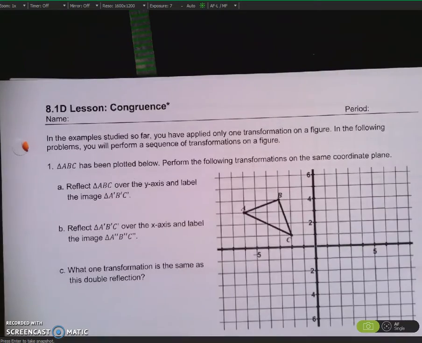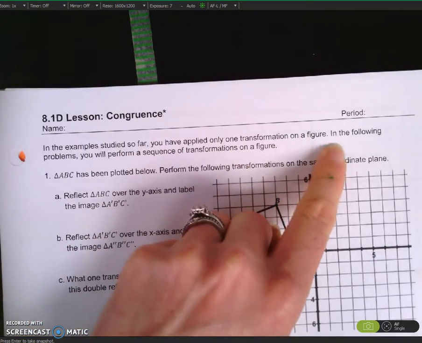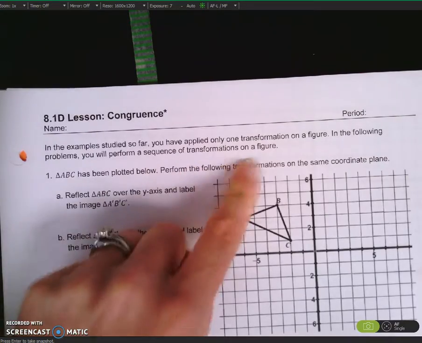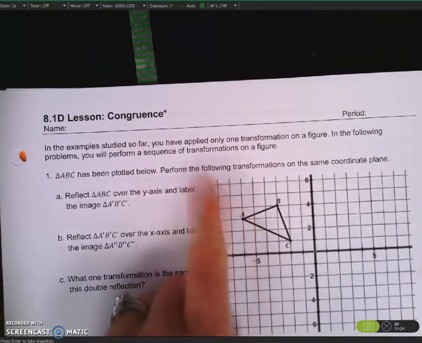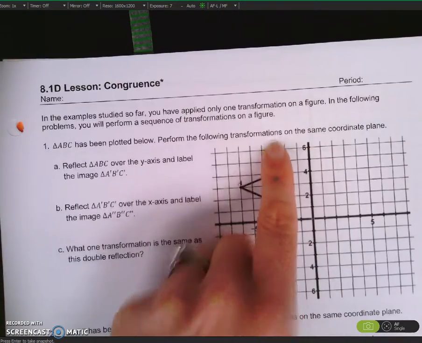Okay, taking a look, 8.1D, page 22, the lesson is on congruence. We're just going to finish the next 2 pages to get a start. In the examples we've studied so far, we've applied only one transformation on a figure. In the following problems, you're going to perform a sequence of transformations on a figure. Triangle ABC has been plotted below. Perform the following transformations on the same coordinate plane.